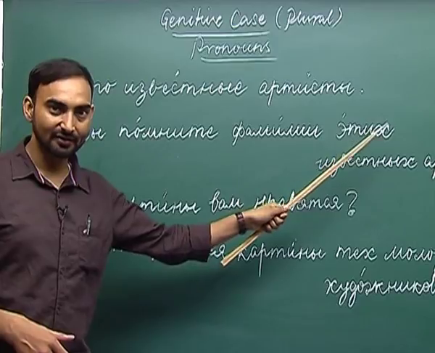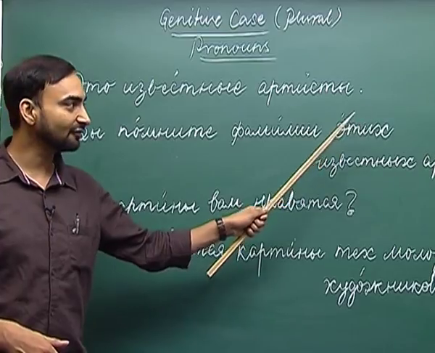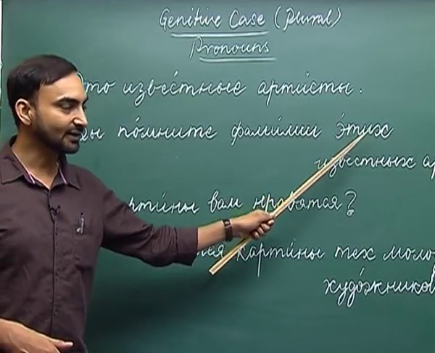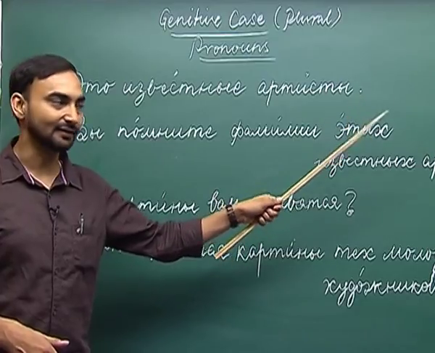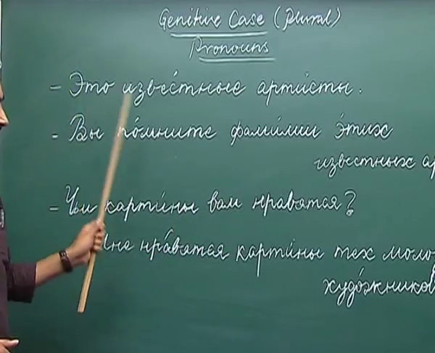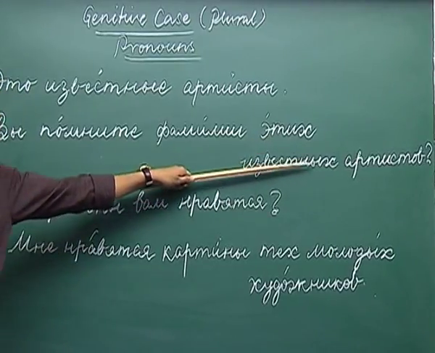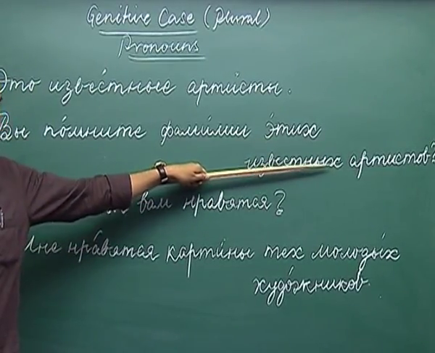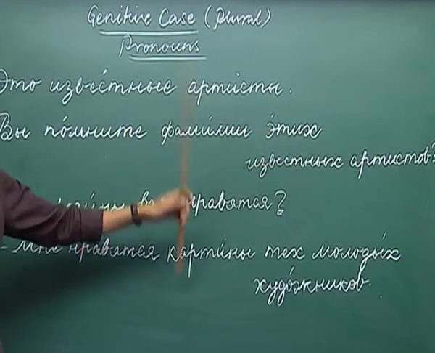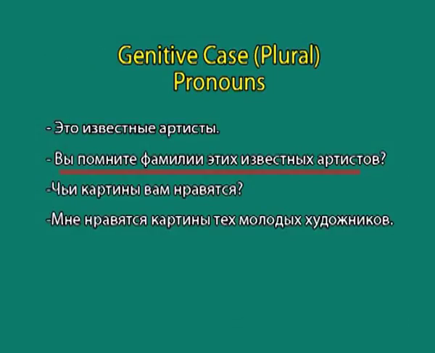Here, этих comes from эти, which is the nominative plural of the demonstrative этот. So, этот, эта, это, and эти. So, эти in the genitive case changes to этих. Вы помните фамилии этих известных артистов? Известные becomes известных, артисты, артистов. So, эти changes to этих.